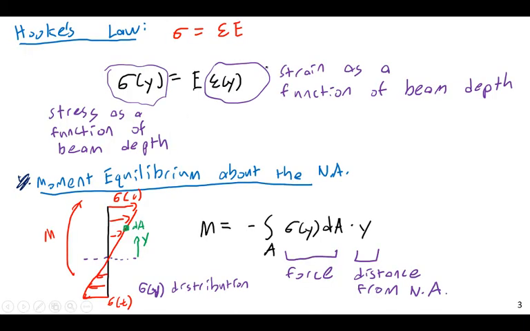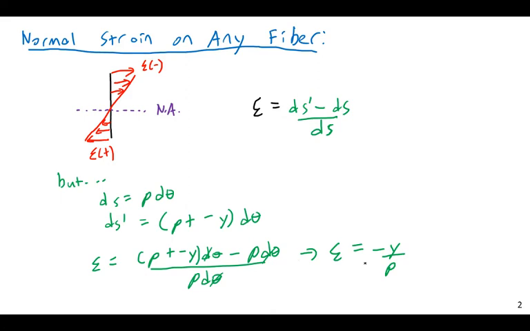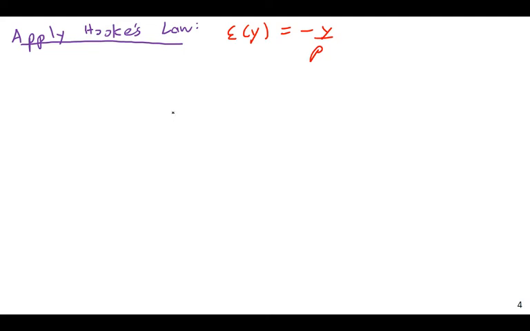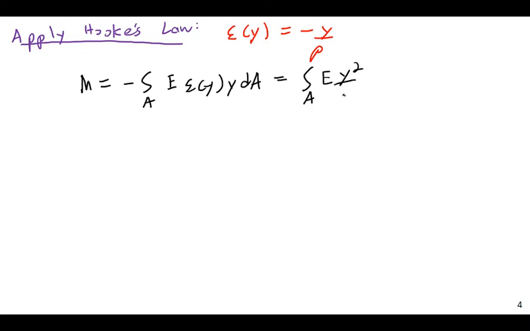Okay, so if I just combine this, we have this here that we got back here, and if we combine that with Hooke's law, we get that M equals the negative area integral of E times epsilon of y times y dA. Basically just combining this stuff together. And this is equal to the area integral times E of y squared over rho dA.